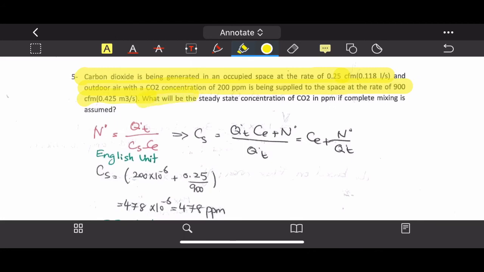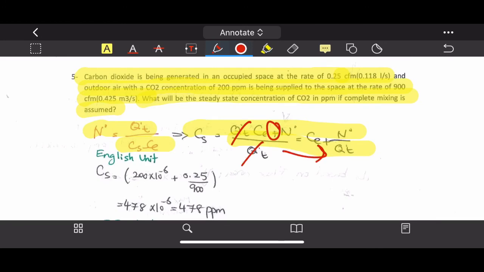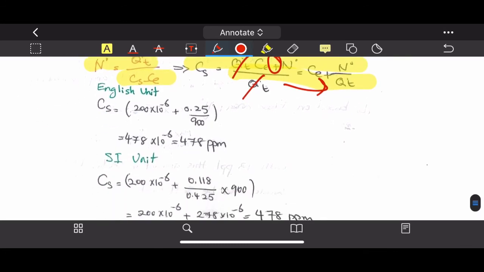So what will be the steady state concentration of CO2 in ppm if complete mixing is assumed? So we will use the same equation of rate, right? N dot equals Q dot times (CS minus CE). Okay, and then you do a little bit of algebra, you will get CS equals CE plus N dot over Q dot. Okay, since these two can cancel, but there's a plus here, that's why the equation becomes this. Okay, so we have 2 there.